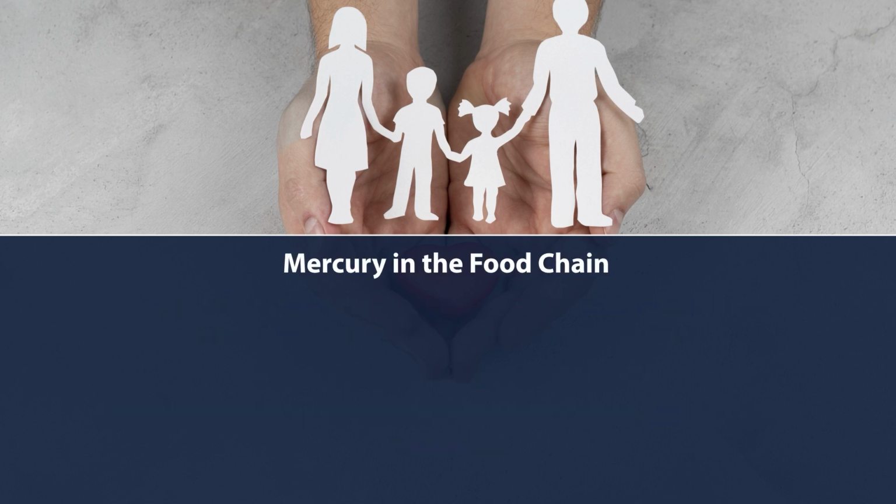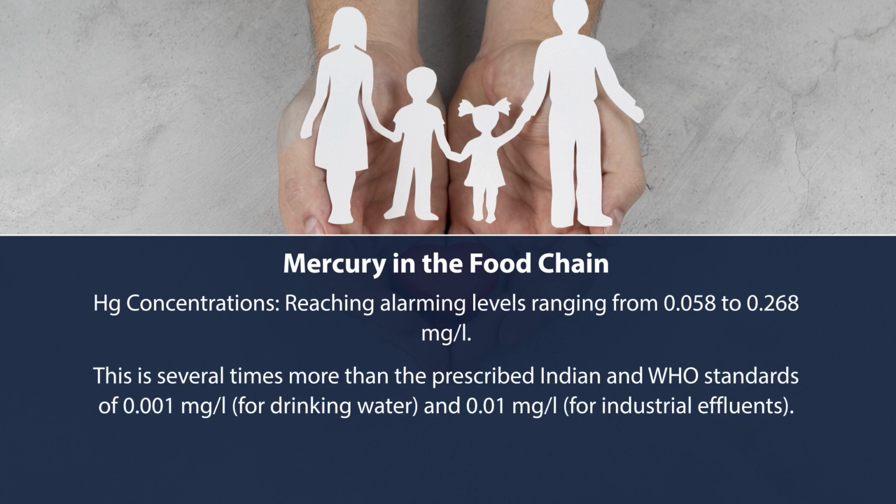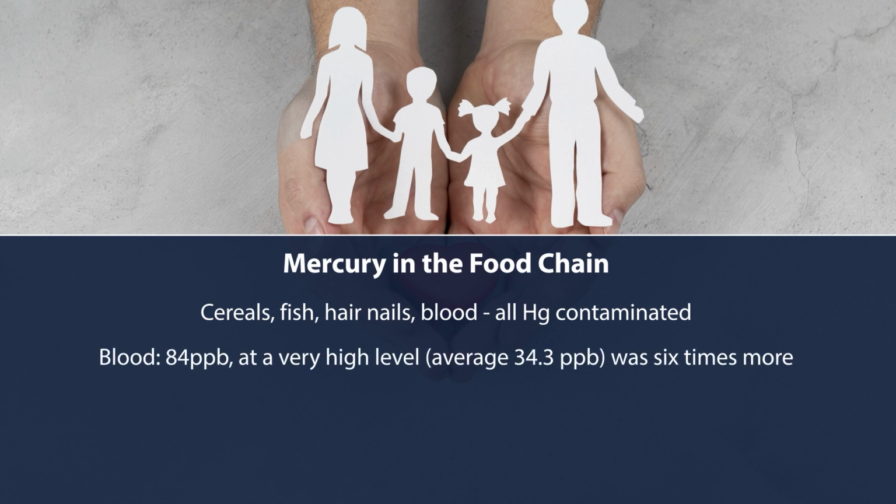And mercury, when it comes into the food chain, as I said, when we are dependent on plants and animals, is reaching alarming levels, ranging up to 0.058 to 0.268 mg per liter. This is several times more than the prescribed Indian and World Health Organization standards for drinking water and for industrial effluents. This mercury is found in cereals, in fish, in hair, in blood, in nails. All of this can be contaminated with mercury. In the blood it is at a very high level of 84 ppb, which is 6 times more than what is prescribed by the WHO.